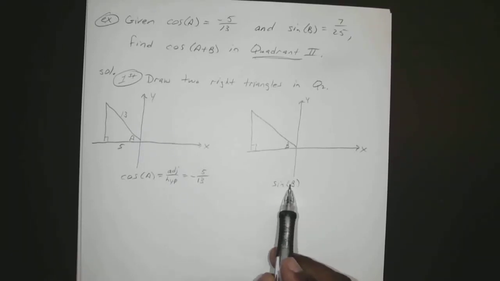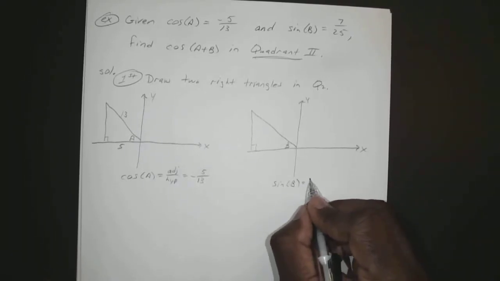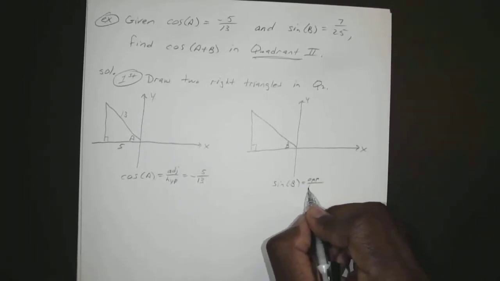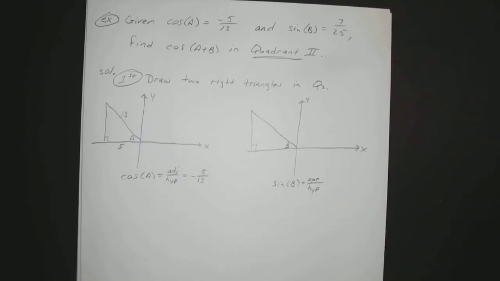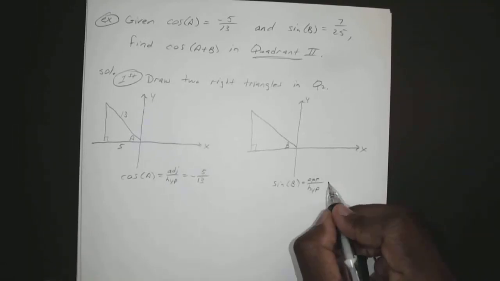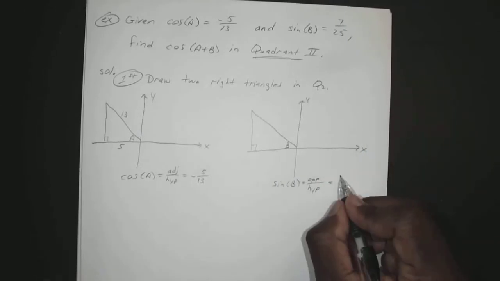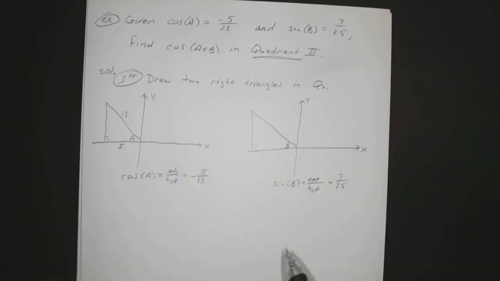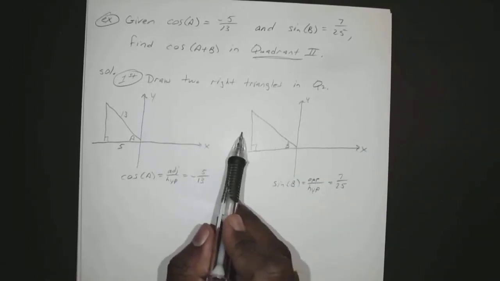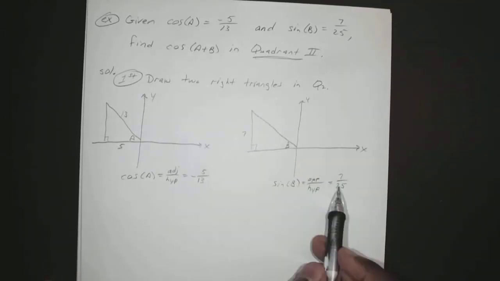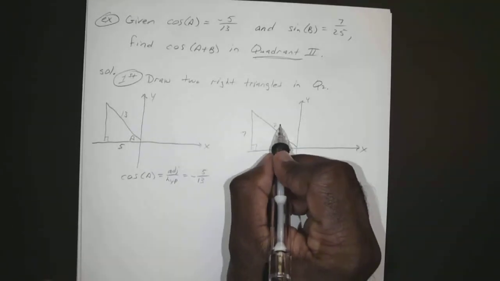Okay, for sine of B, remember sine is opposite over hypotenuse. Okay, and we know from up here that it's 7 over 25. So our opposite is 7, and our hypotenuse is 25.